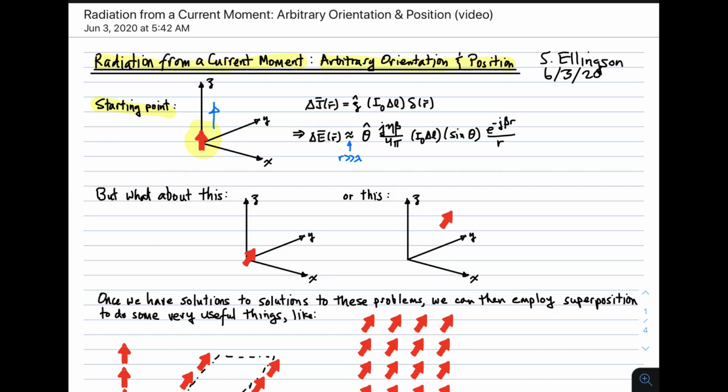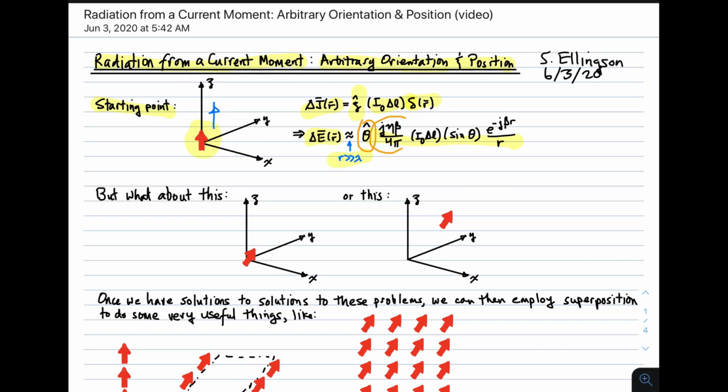and which is oriented in the z-hat direction. And that current moment is described in terms of a volumetric current density in the z-hat direction with current moment I naught delta L, amps times meters, times the spatial sampling function. And again, in a previous lecture, we worked out that the radiated electric field, the electric field intensity, as long as the field point is much, much greater than a wavelength away from the current source, is equal to this expression, where the electric field is oriented in the theta hat direction.